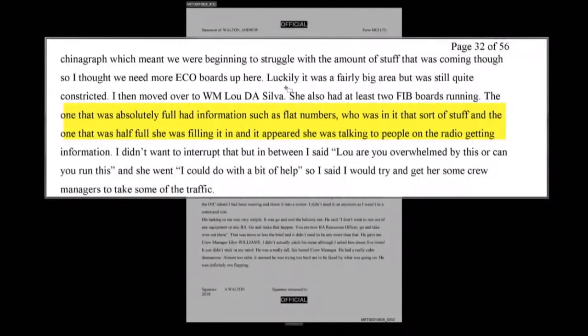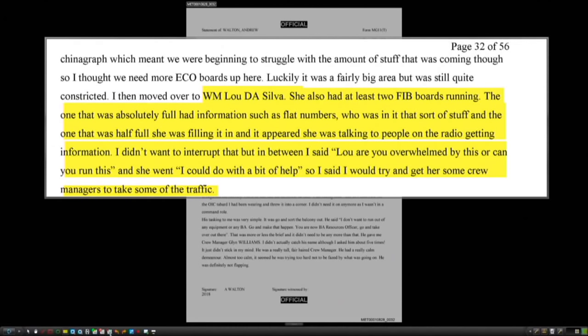that you moved over to Lou De Silva. This is 3 lines down. She had at least 2 FIB boards running. The one that was absolutely full had information such as flat numbers, who was it in, that sort of stuff. And the one that was half full, she was filling it, and it appeared she was talking to people on the radio, getting information. I didn't want to interrupt her, but in between I said, Lou, are you overwhelmed by this, or can you run this? And she went, I could do with a bit of help, so I said I'd try and get her some crew managers to take some of the traffic.